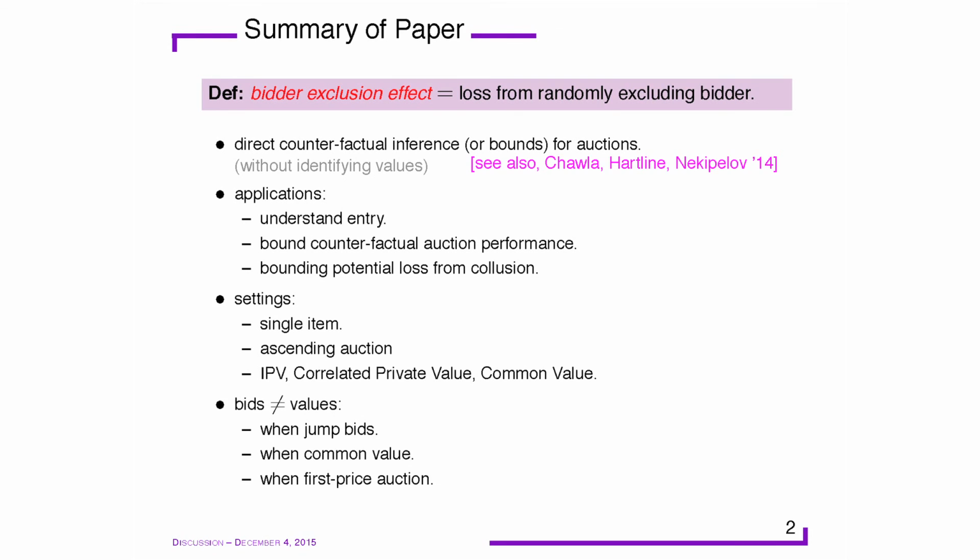Okay, I just point out that I think this area is very important, which is why I have a paper also in this space, which I encourage you to look at if you feel like it. This paper had three main applications which they highlighted. One was understanding selectivity of entry. The other was bounding counterfactual performance, and the last was identifying the loss of collusion.